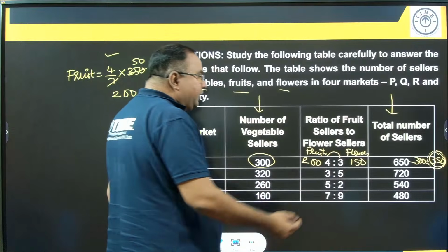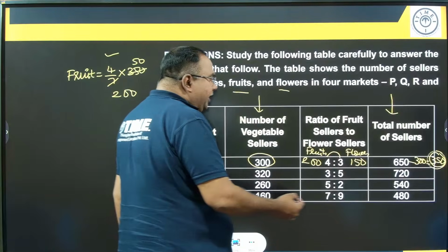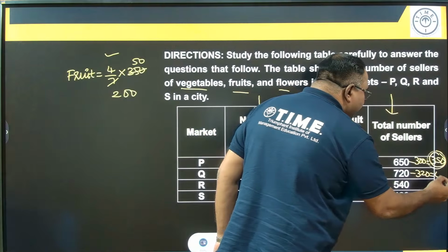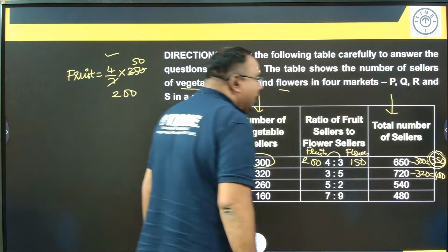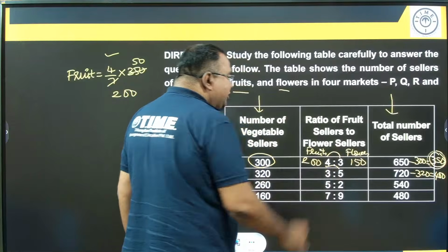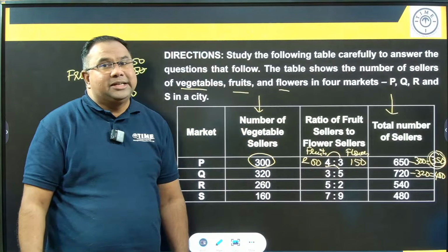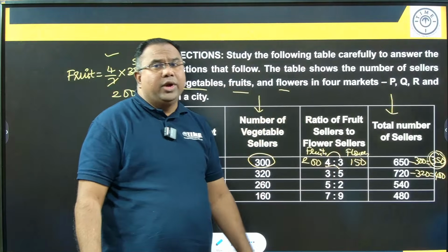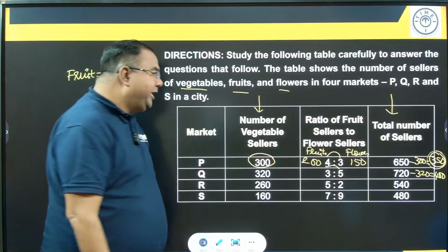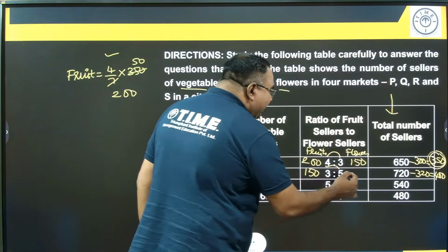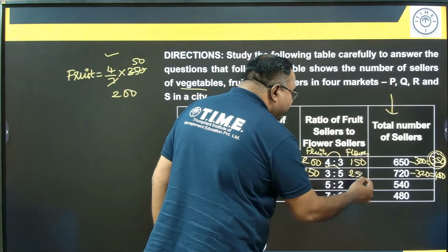Then if you see here, total 720, 320 are vegetable sellers. Remove 320. So, we have 400 total number of sellers. Out of these 400, fruit and flower are in the ratio 3:5. 3:5 total parts, 8 parts. 8 parts 400. It's an oral calculation. 400 by 8. Each part 50. So, 3 parts, 3 into 50, 150. 5 parts, 5 into 50, 250.